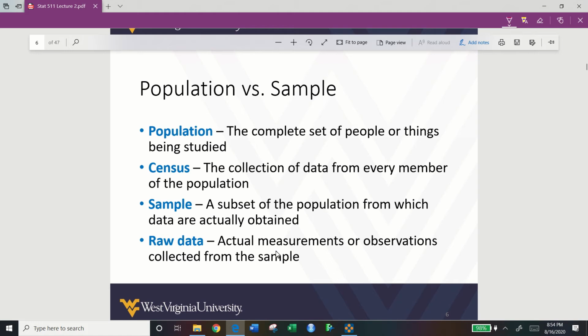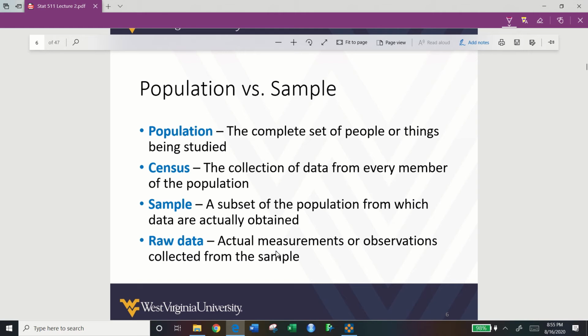Where you live, how old you are, race, gender, things of that nature. That's not the only thing a census studies, but that is a good example, the census that is taken. Next, a sample. A sample is a subset of the population from which data are actually obtained. In most cases, taking a census is impractical and impossible.